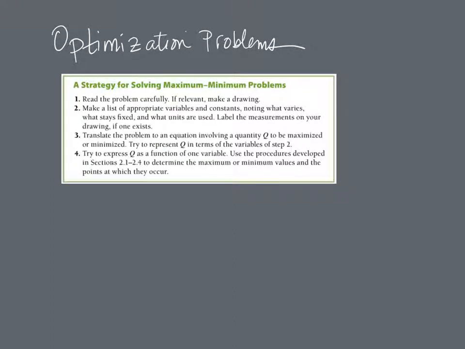Optimization problems. These are the types of problems where we look to maximize revenue, minimize costs, maximize profit, those sorts of things. So our strategy for solving these max-min problems is, first, always read the problem carefully. If relevant, make a drawing. Make a list of appropriate variables and constants, noting what varies, what stays fixed, and what units are being used.